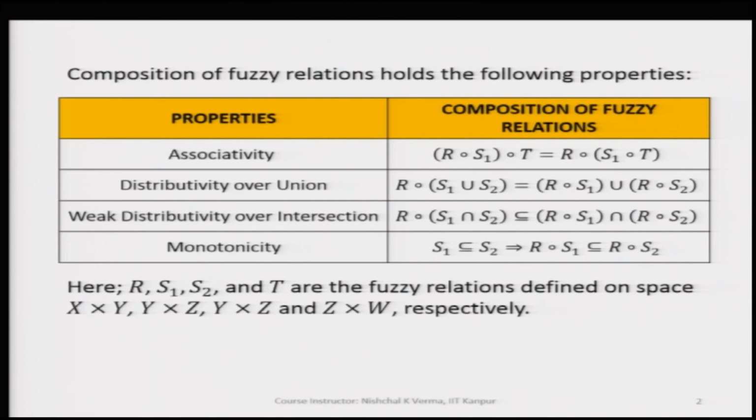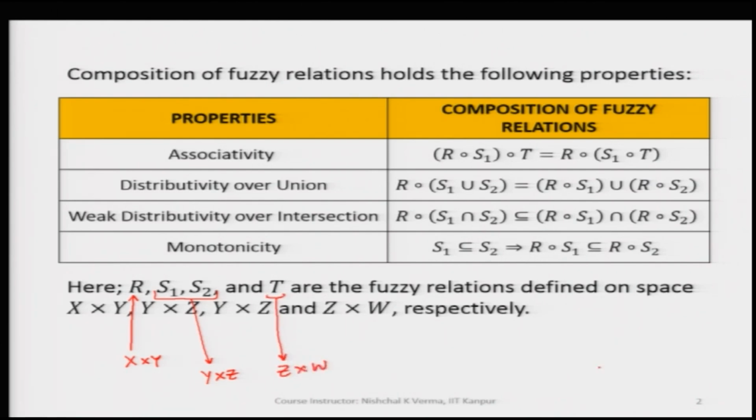So, this means that the relation R is defined in the universe of discourse capital X cross capital Y. Similarly, S1 and S2 are defined in the universe of discourse Y cross Z. T is defined in the universe of discourse Z cross W.